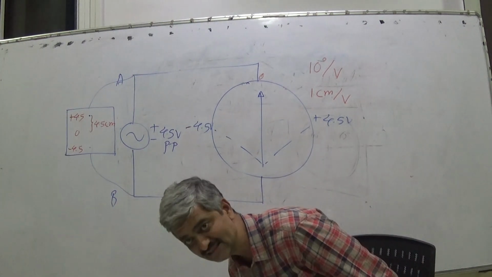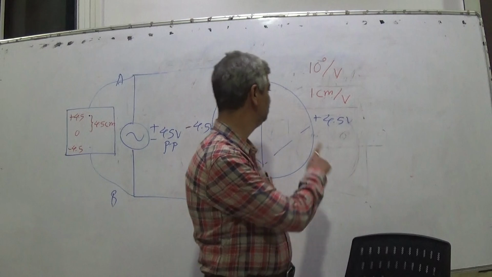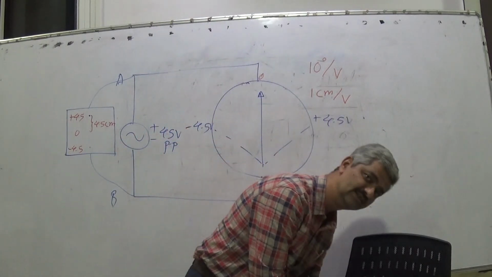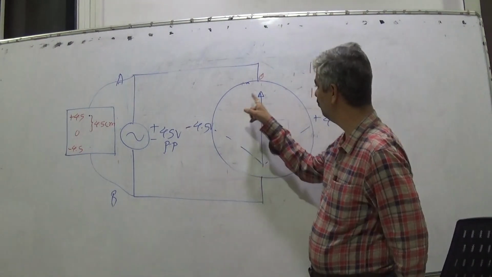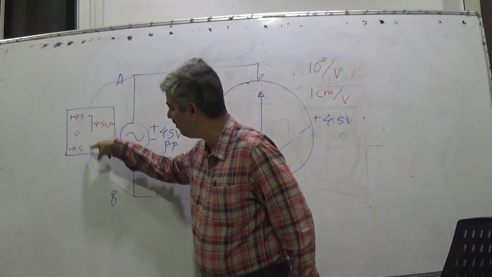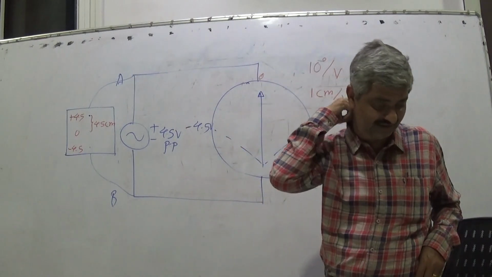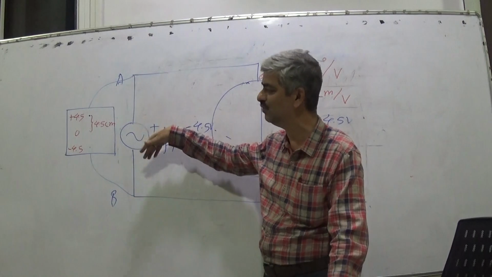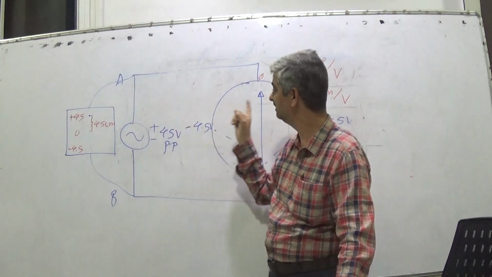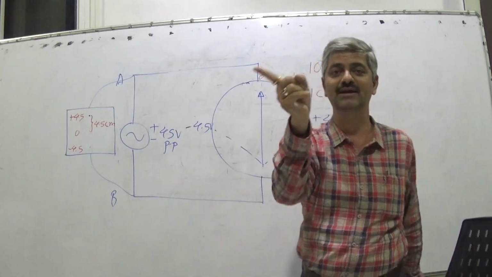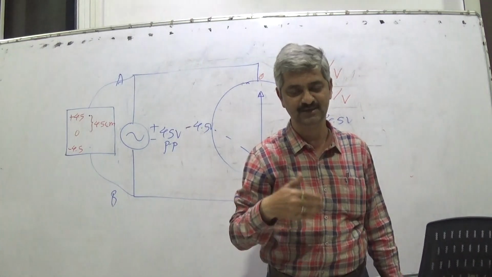What will happen? As I go on increasing the frequency, the speed with which the voltage changes increases. When the speed with which the voltage changes increases, the pointer has to move at a rapid rate. This also has to move at a rapid rate. So in this case, if it is say 100 hertz, 200 hertz, 500 hertz, 1 kilohertz and so on, the pointer cannot move at it. And what is happening now? Suppose we just take an example.